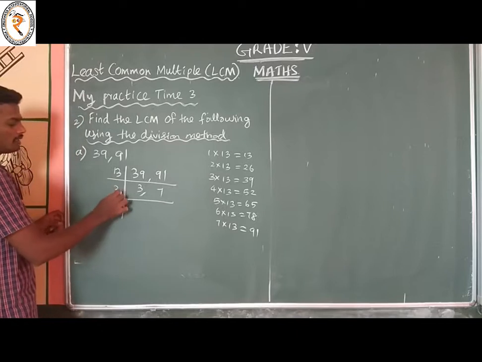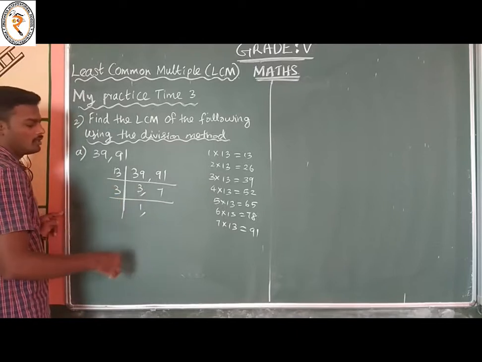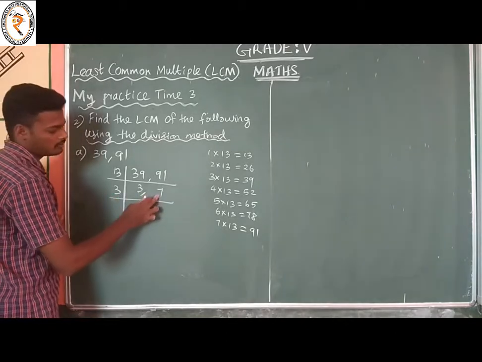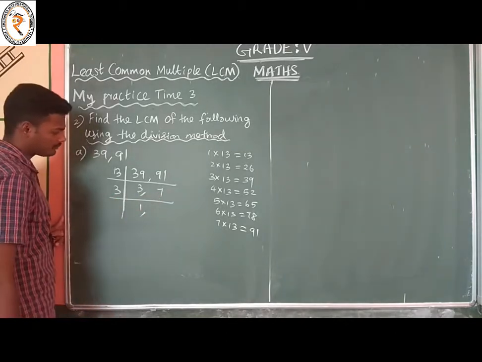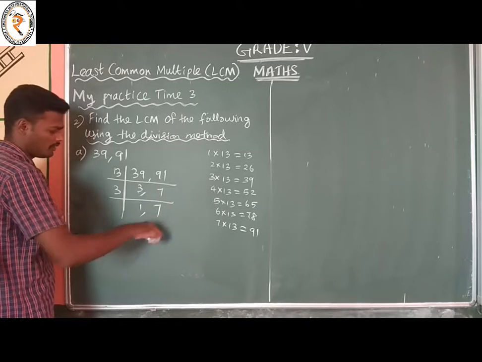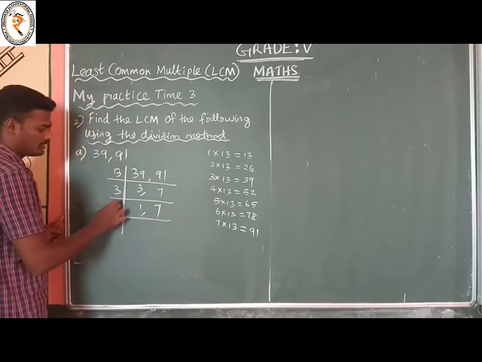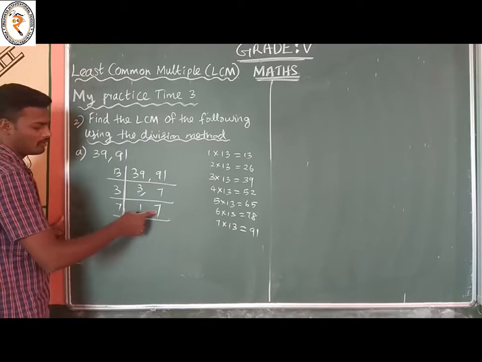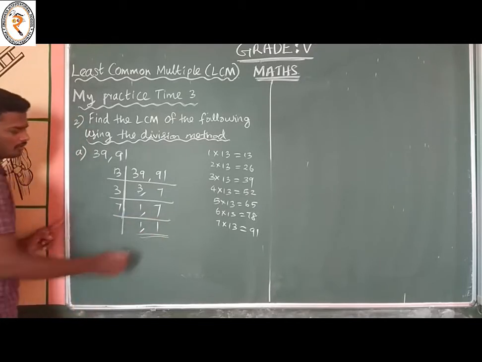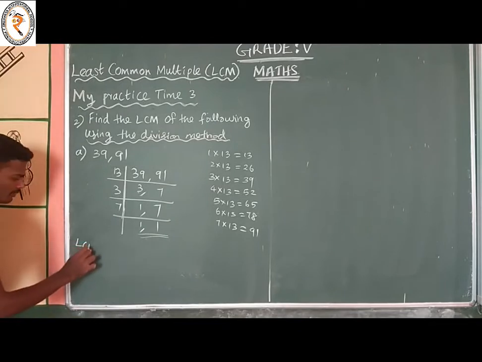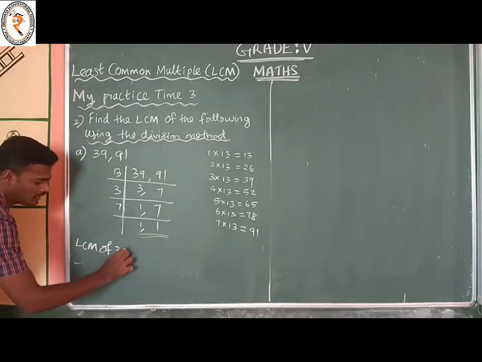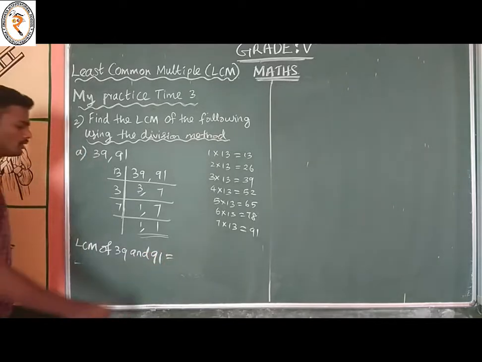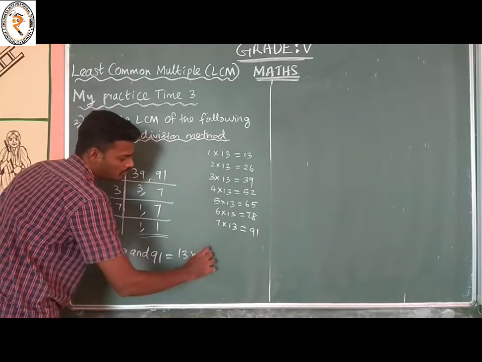Next, in the third table, 3 comes 1 time, but 7 is not in the third table, so bring down the value 7. Next we divide by the 7th table, 1 comes, and 7 comes 1 time. So our final answer is LCM of 39 and 91 is equal to 13 into 3 into 7.